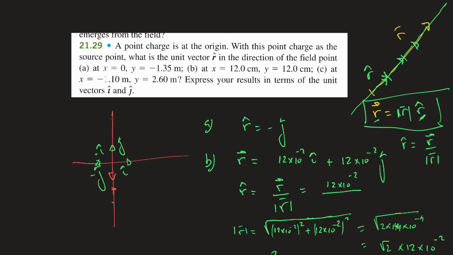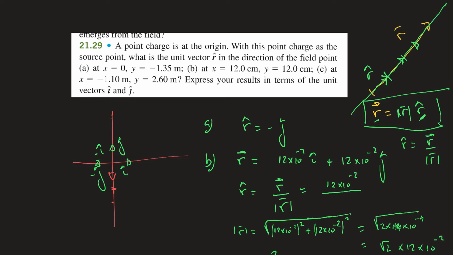So for part A, where is part A? x equals 0, y equals minus 1.35. So I don't have to calculate anything. The vector r will be the vector minus j. The vector r with the cap, the unitary vector, is the vector that has magnitude 1 and direction minus j. So the first part is done.